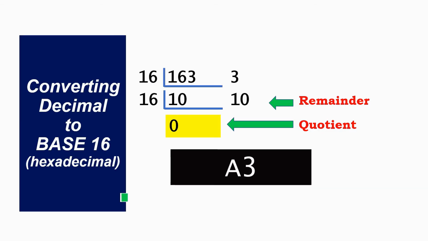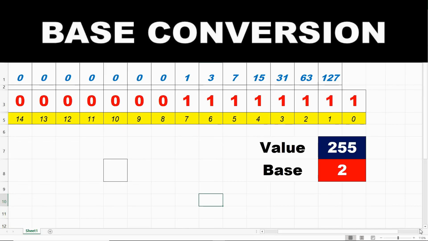So now we can write this value as A, and this is 3. So the value 163 in base 10 converts to A3 in base 16. Let's look at some examples of base conversion using this small Excel sheet which I prepared out here. So let's try some numbers out here.